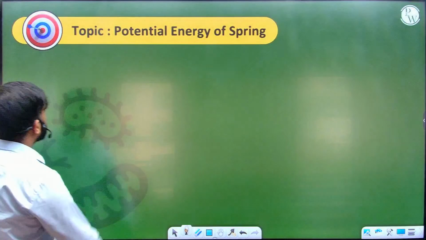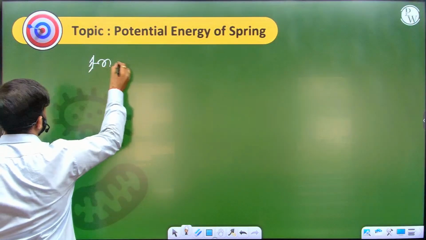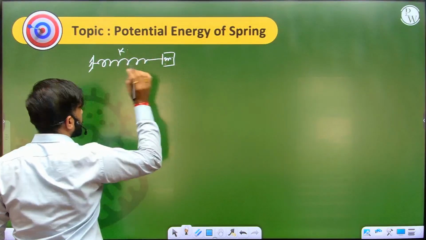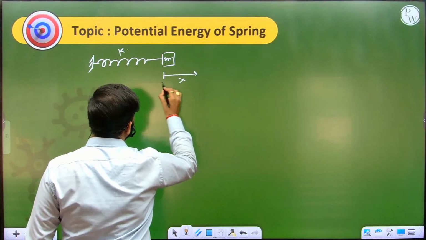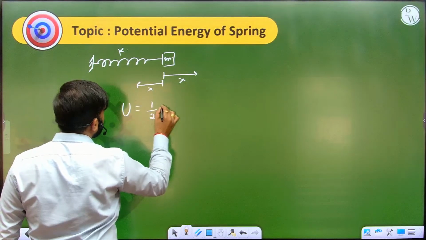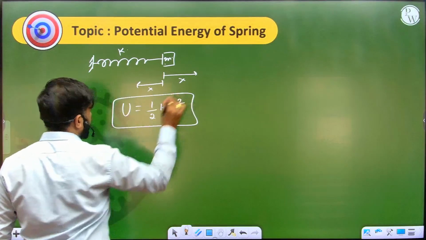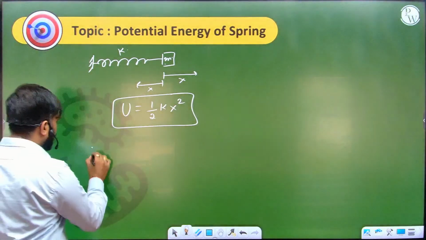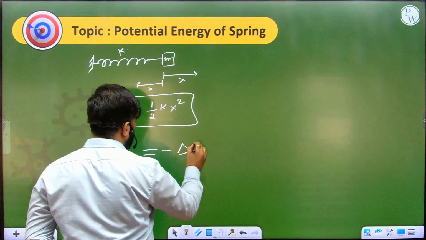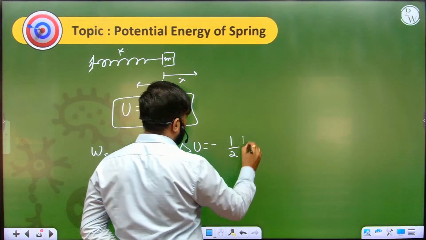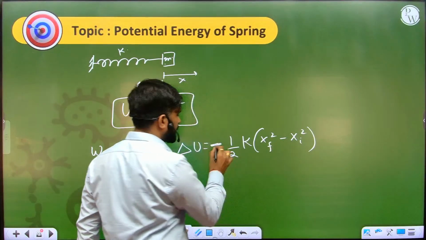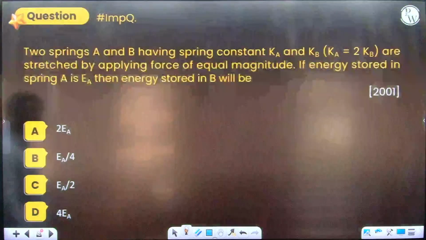Potential energy in case of the spring. So you know that if there is a spring, constant is k, there is an object, not an issue. What is the mass? If we stretch the spring or we compress the spring by any x displacement, the potential energy will be half kx square, straightforward. And if they ask us about the work done by spring force, you will always write minus of change in potential energy, which is minus half k, x final square minus x initial square, with a minus sign here. Remember this thing. That's how we'll use the work done by spring force.